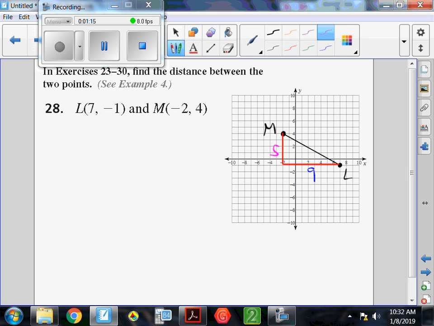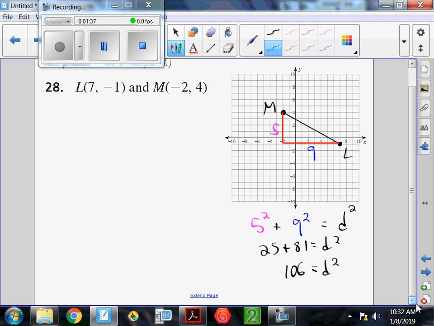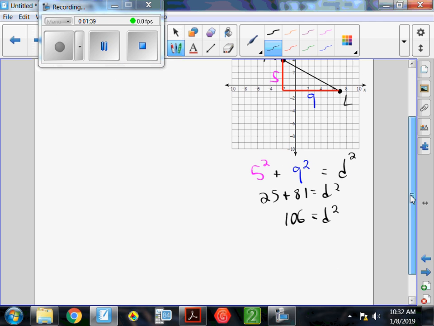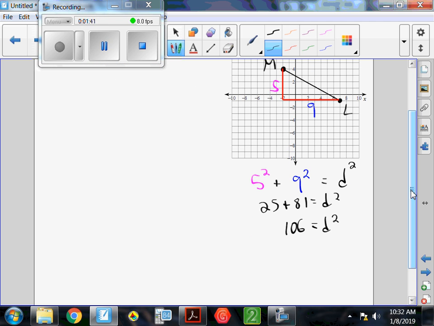And so I can use the Pythagorean theorem, 5 squared plus 9 squared is equal to the distance squared. So 25 plus 81 is equal to distance squared. So 106 is equal to distance squared. If I take the square root of both sides, the distance is equal to square root of 106.